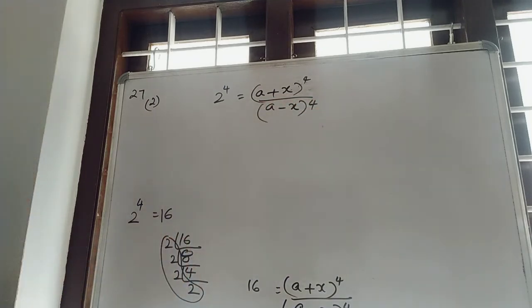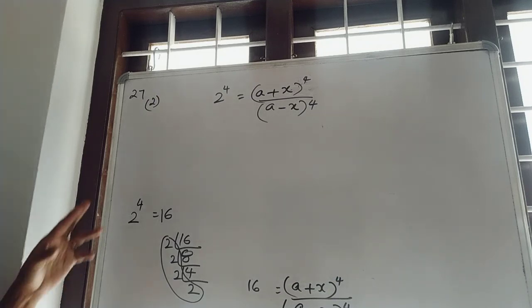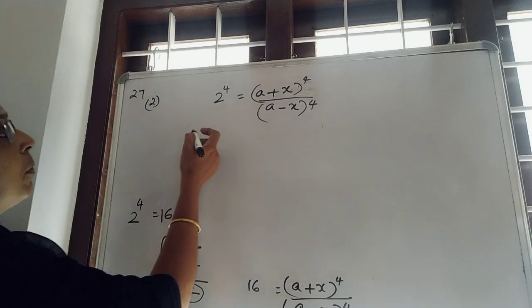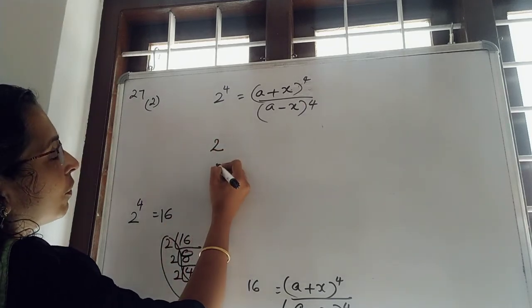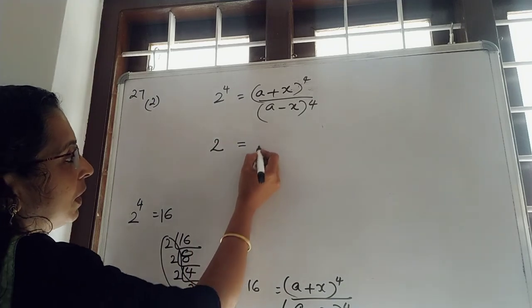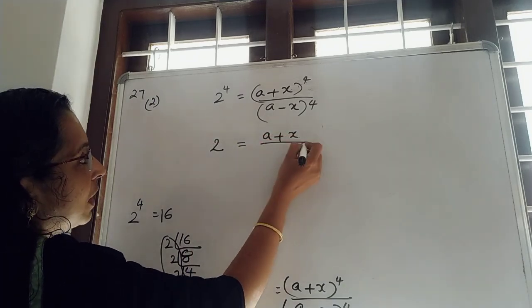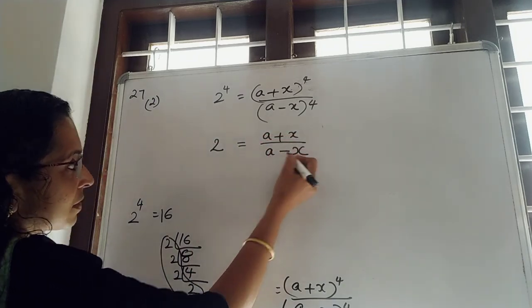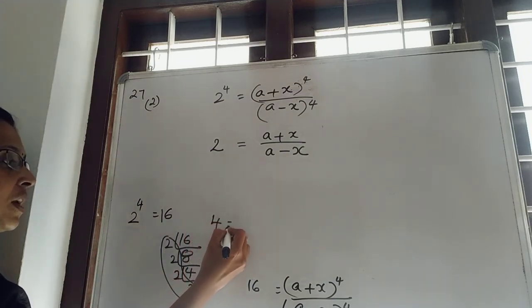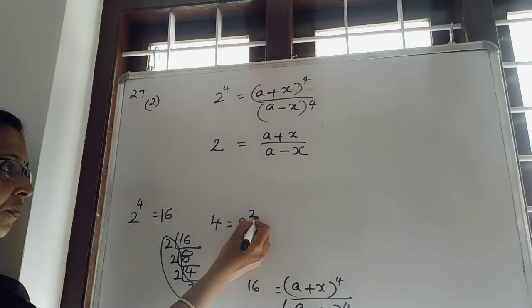If you are doing square, we are taking the square root. If cube is there, we are taking the cube root. Here raised to 4 is there, so taking the fourth root. Taking the fourth root, it will be what? 2. If you are taking the fourth root, that fourth will cancel, remaining 2 will be there. Then a plus x divided by a minus x. Since here we discussed that 4 is equal to 2 square.